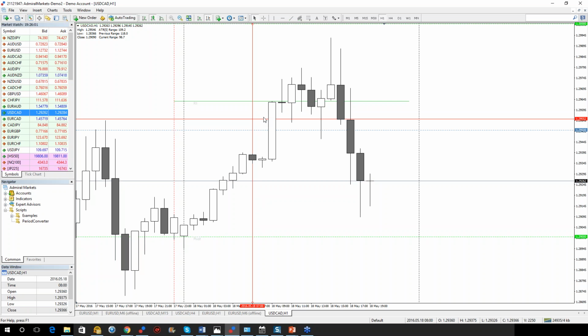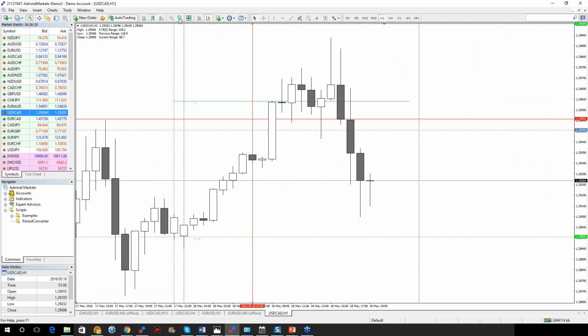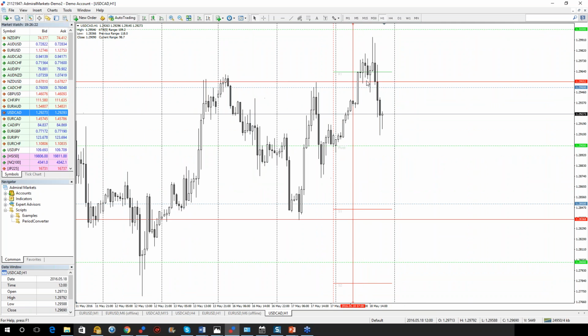To trade simple, smart, and efficient. You don't need stochastics. You don't need MACD. You don't need fancy indicators for this. Just for example, guys, let's use another pair. You see where the price stalled at this high? See how it respects it.